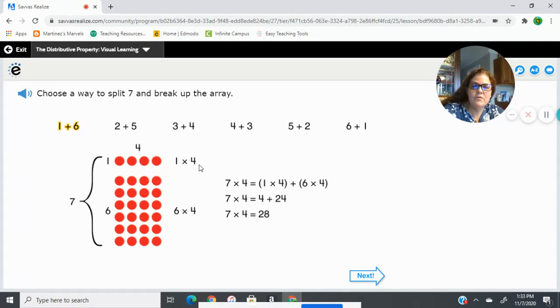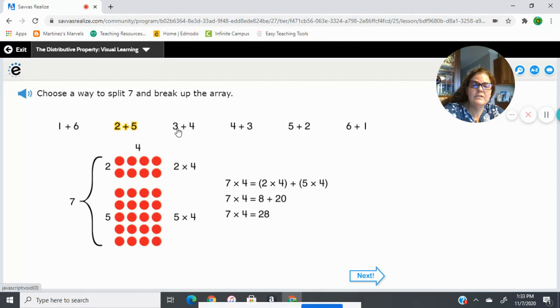So one times four is four. Right here we see one times four is four, and six times four is 24, and we add them together to get 28. Let's try it if we break it up into two. We've broken this into two and this into five. Two plus five is still seven, but we figure out that two times four plus the five times four will equal eight plus the 20. Eight plus 20 is 28.